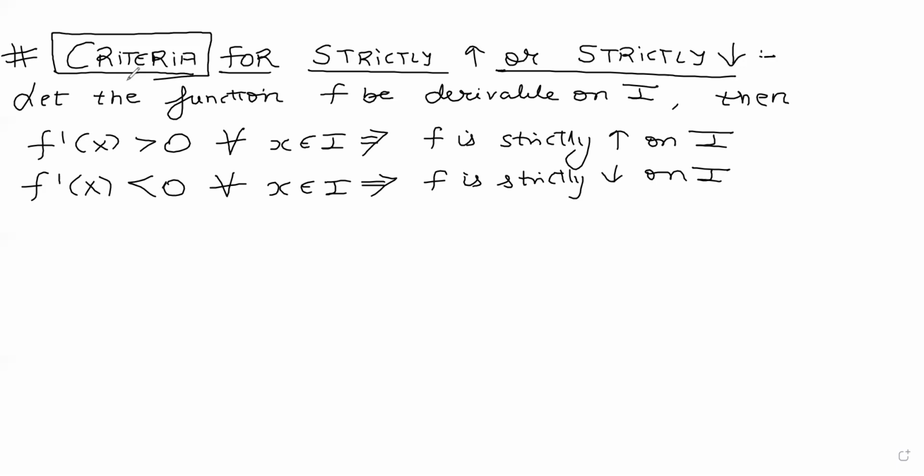That means for a function f which is derivable on the interval I, if its first order derivative is strictly greater than 0, we say that the function is strictly increasing on the interval I. If the first order derivative is less than 0, we say that the function is strictly decreasing on the interval I. Okay, hoping students have understood this and have no doubts.